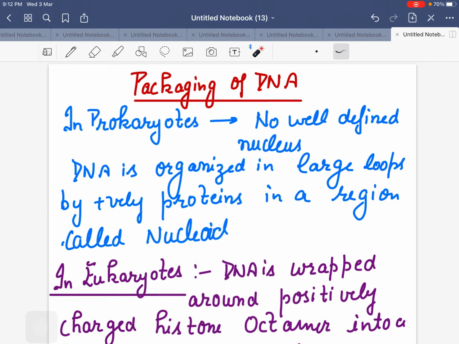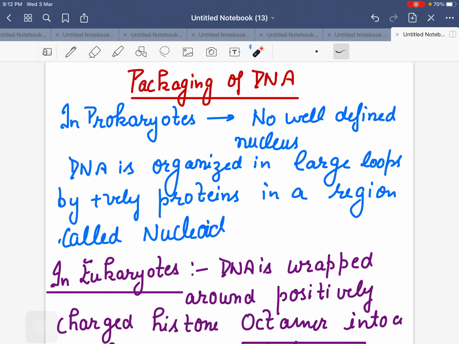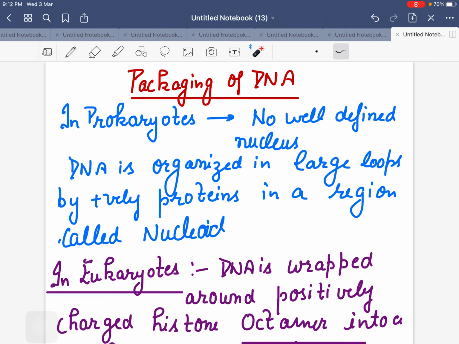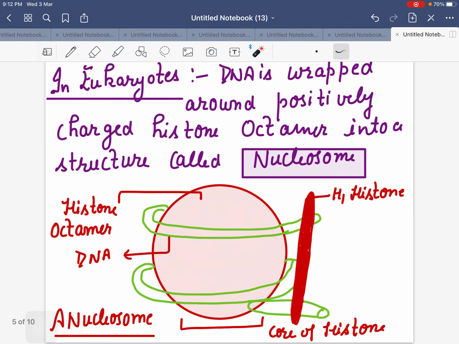So packaging, next important thing is about the packaging. See, in prokaryotes we always know that there is no well defined nucleus, because prokaryotes are very primitive organisms, so we never draw nucleus there. So DNA जो है, that is organized in very large loops, which in a bacteria is known as nucleoid. So here your DNA is present with the positively charged proteins in prokaryotes.